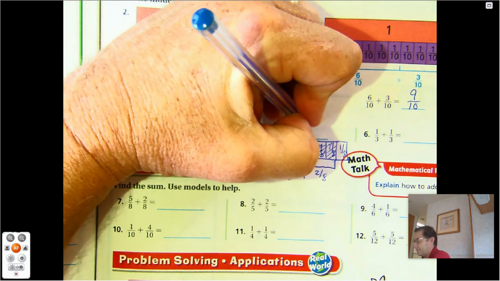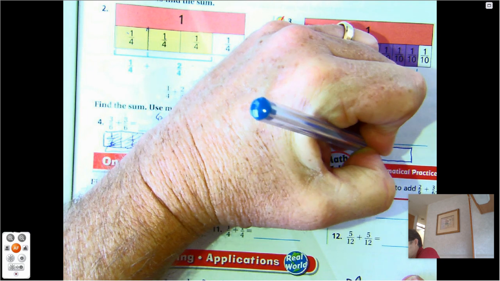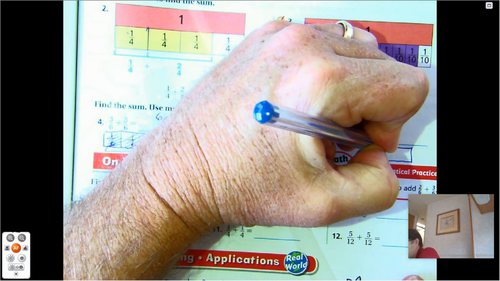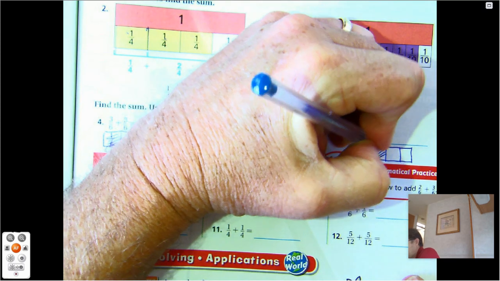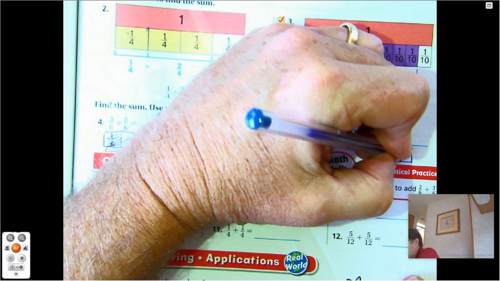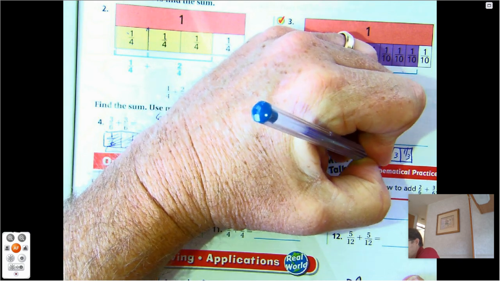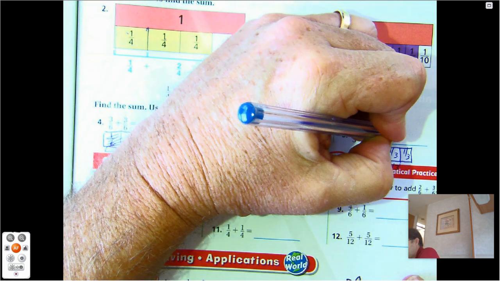1/3 plus 1/3. One-third, 1/3, 1/3. 1/3 plus 1/3 is 2/3.